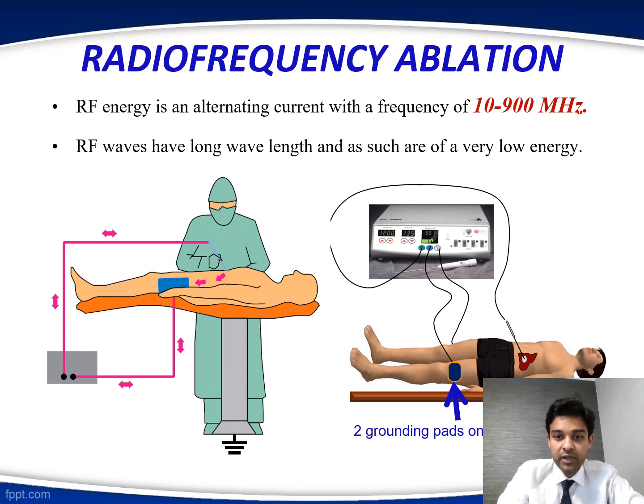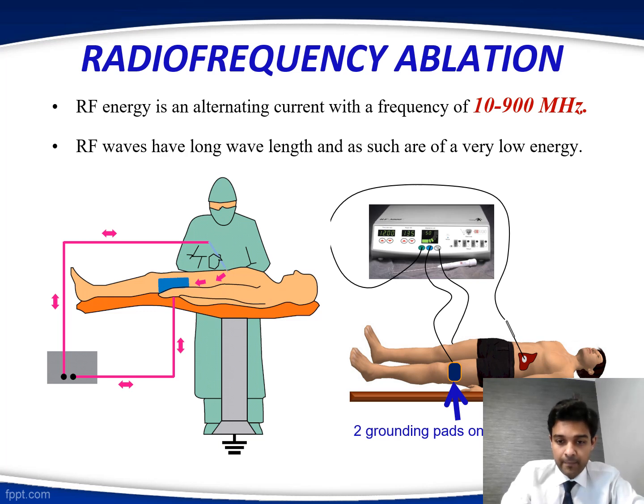Now we come to radiofrequency ablation. RF energy is an alternating current with a frequency range between 10 to 900 MHz. RF waves have a long wavelength and as such are of very low energy. For instance, as you can see here, this is the RF generator from where an electrode is connected to the target tissue, and from there grounding pads are placed on either side. So this is the completion of the circuit.